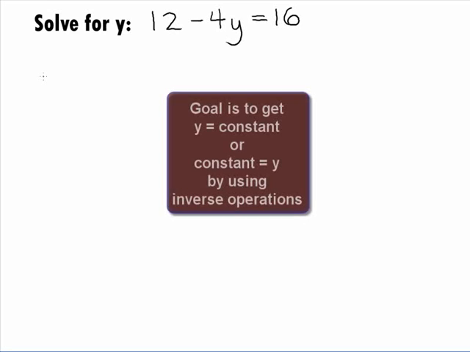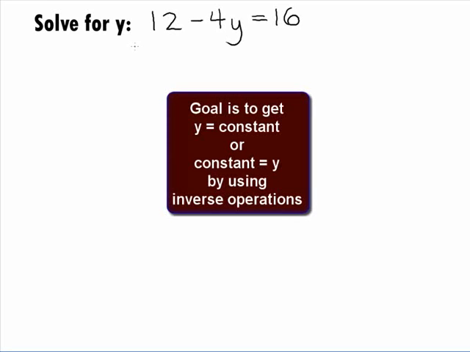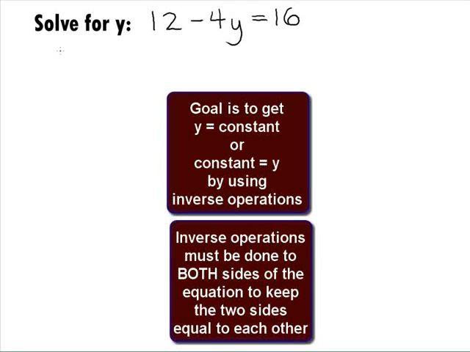The goal here is to get y by itself on one side and everything else on the other side using inverse operations. When we do the inverse operations, we want to make sure that we do the same thing to both sides in order to keep the two sides of the equation equal to each other.